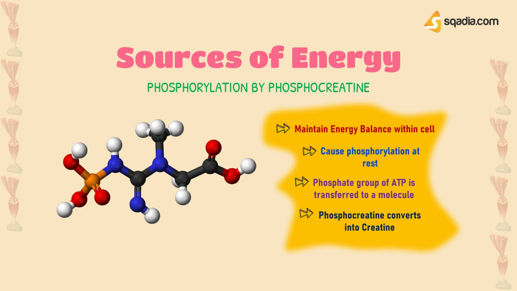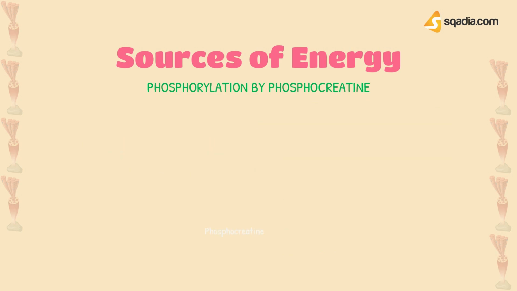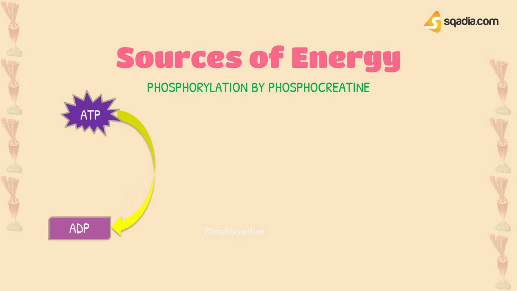So, phosphorylation involves the transfer of a phosphate group from ATP to creatine. This process is catalyzed by the enzyme creatine kinase. The result of this enzymatic reaction is the formation of phosphocreatine. So, this phosphocreatine will be present in the muscles in an amount 5 times greater than ATP.